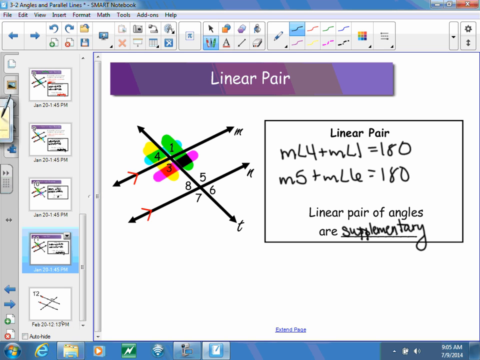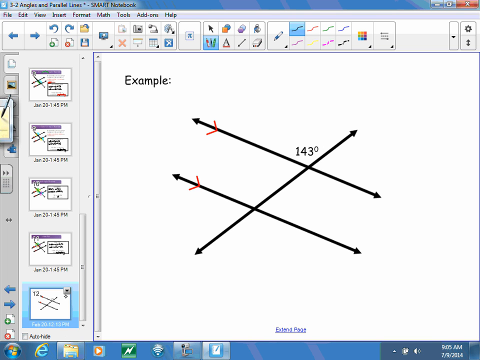So what we're going to be doing in class tomorrow is looking at how you take a problem where I have two lines that are parallel, and if you're only given one angle, how do you find all of them? So if I'm just given this 143 degrees here, how do I find the remaining angles?